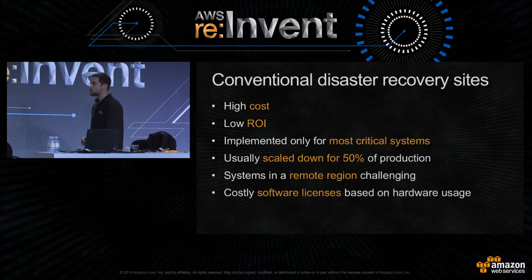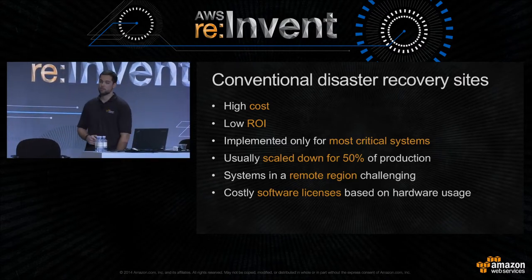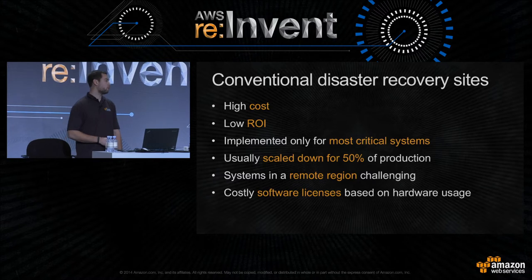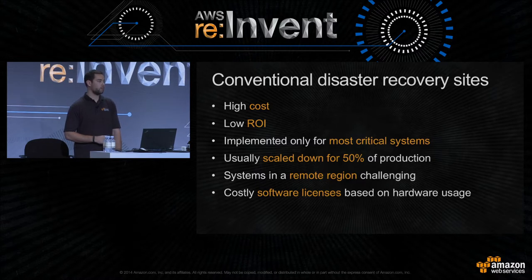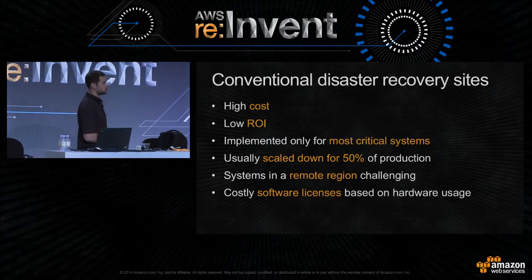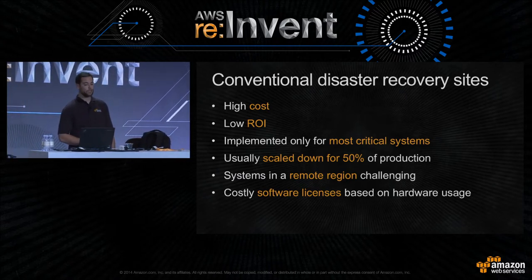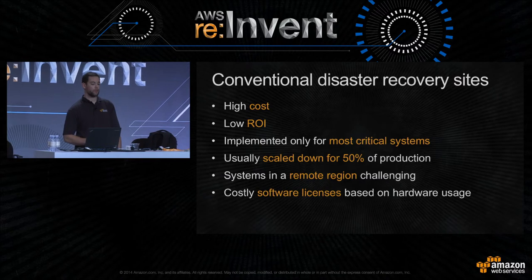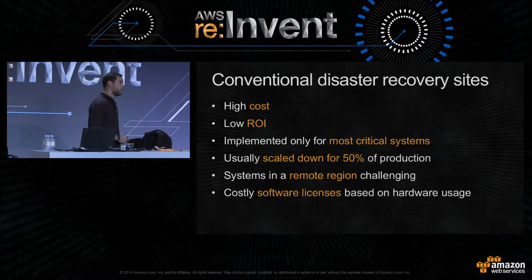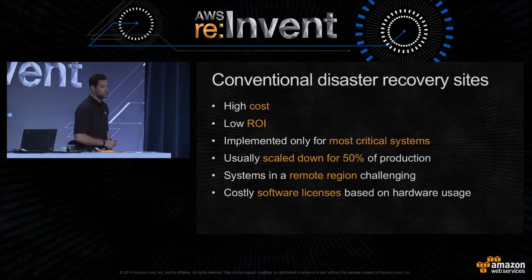And usually because of this, it's only implemented for the most critical systems. Okay, so if you're looking at your critical data that's very important to your business, you're generally going to back that up. Okay, you're not going to back up your payroll on a minutely basis. You're probably going to do that on a daily basis. And usually because of the cost of a secondary site in a DR scenario, the sites are generally scaled down to 50% of the full capacity of the primary site.